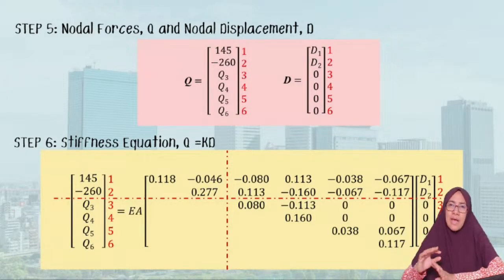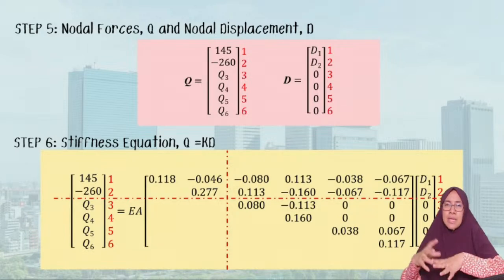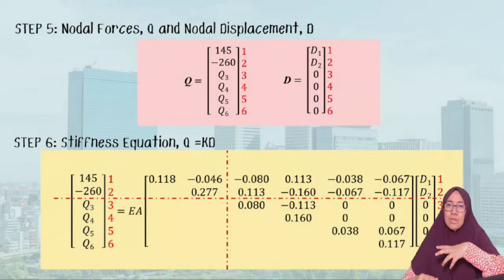So after we have defined Q and D in matrix, and we have also established K, the structure stiffness matrix, when we combine, we produce the stiffness equation. Okay, so the line after position 2 is the boundary. We separate between unconstrained and constrained.